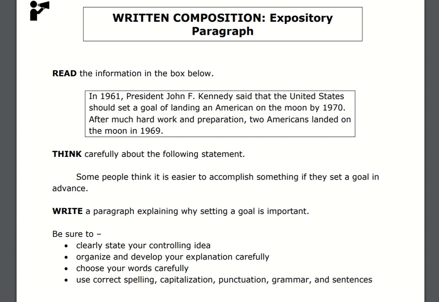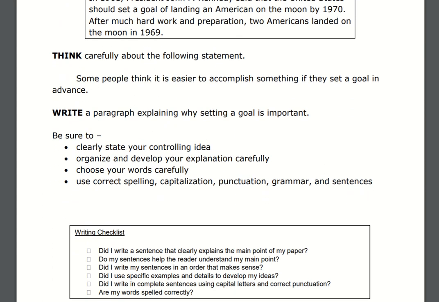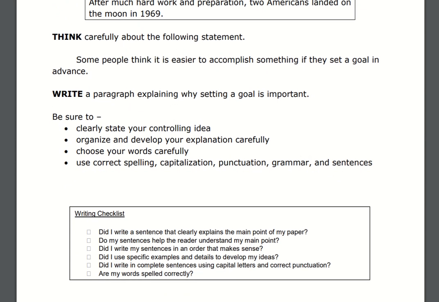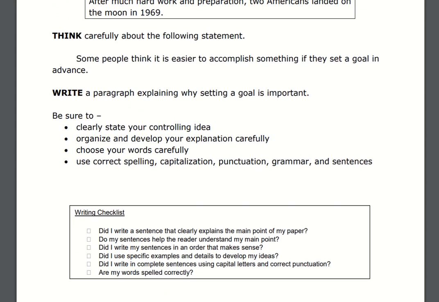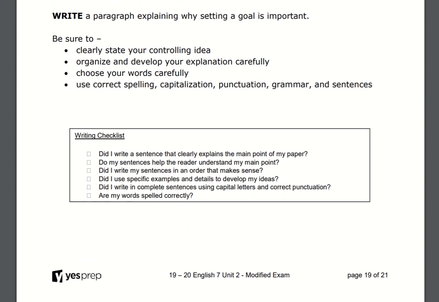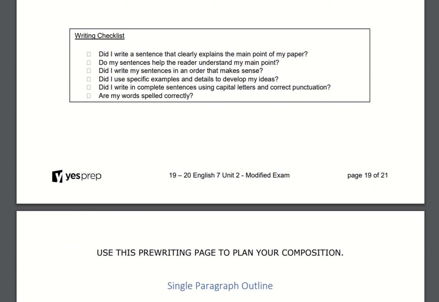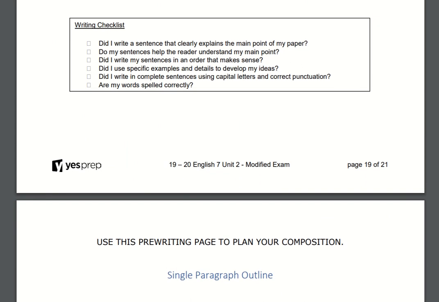Write a paragraph explaining why setting a goal is important. Be sure to clearly state your controlling idea, organize and develop your explanation carefully, choose your words carefully, use correct spelling, capitalization, punctuation, grammar, and sentences. At this moment, pause the video to complete your composition.